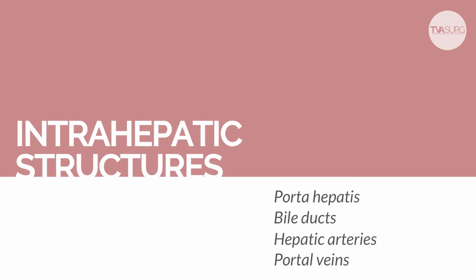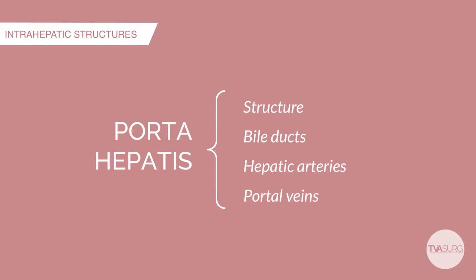Now that we have a clear picture of what surrounds the liver, let's go inside. And the best place to start is the Porta Hepatis. This is where several important structures are entering and exiting the liver alongside one another. I'd like to talk about the shape and structure of the porta itself, and the anatomy we find within it, the bile ducts, hepatic arteries, and portal veins.